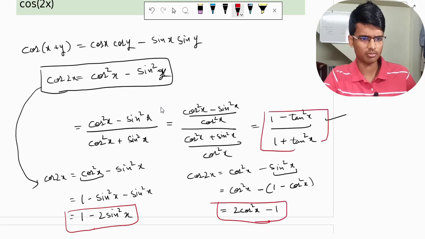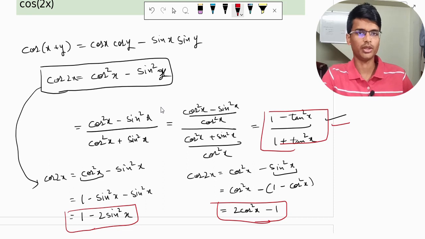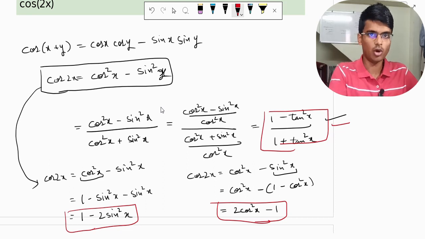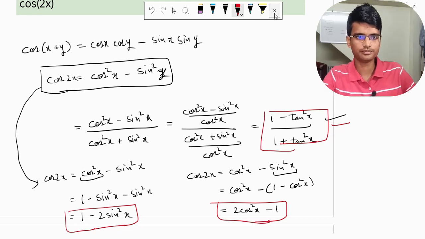All these you need to remember. There is no other thing. You need to remember this, but you should know how we got them. That is very interesting.